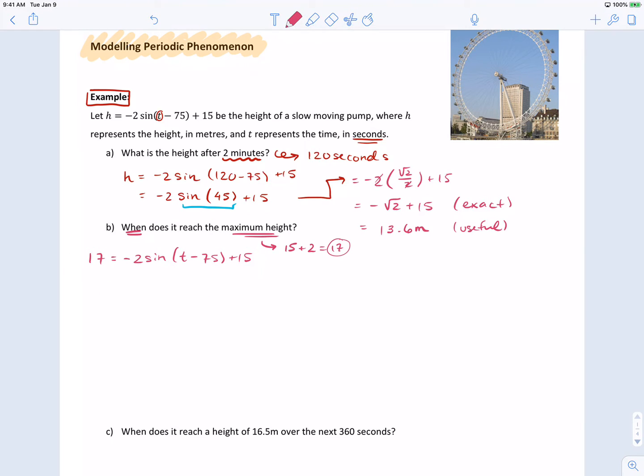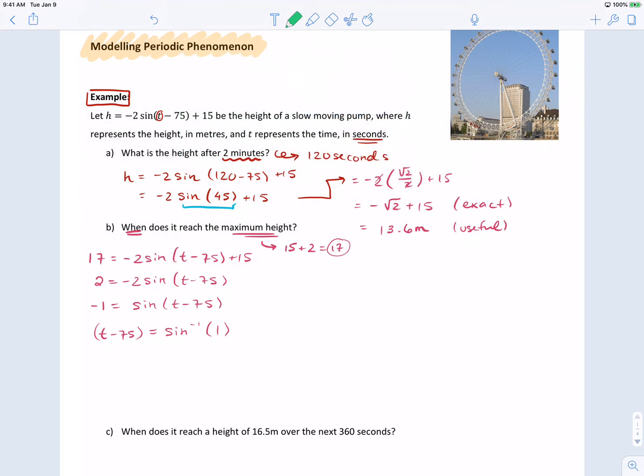First thing, I'm going to subtract 15 from both sides. I'm left with 2 equals negative 2 sine of x, or in this case, t minus 75. I divide both sides by negative 2. I'm left with negative 1 equals sine of t minus 75. And for me, this is where I'm thinking, okay, I need to get t minus 75 on its own, so I inverse sine of negative 1.